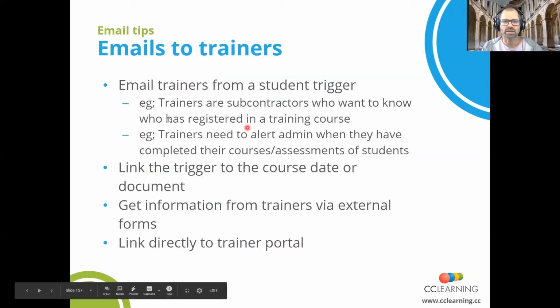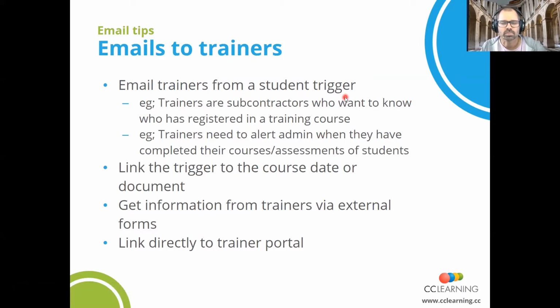So, emails to trainers from a student trigger. We've got instances where, for example, a student enrolls, and this is particularly for subcontractors. If you've got a trainer who's a subcontractor and you want the subcontractor to know about the enrollment that's just occurred, you can trigger an email that goes to the subcontractor when they enroll, and you can send notifications saying this student's enrolled.